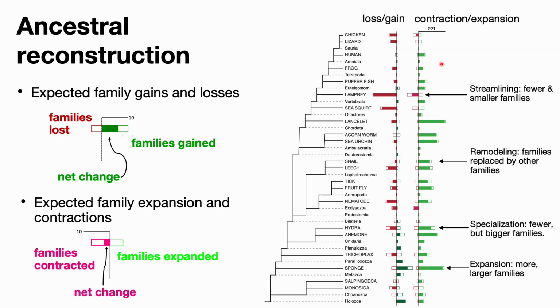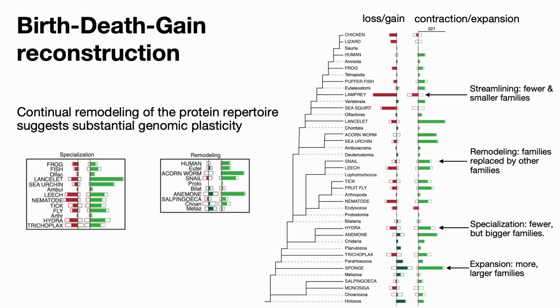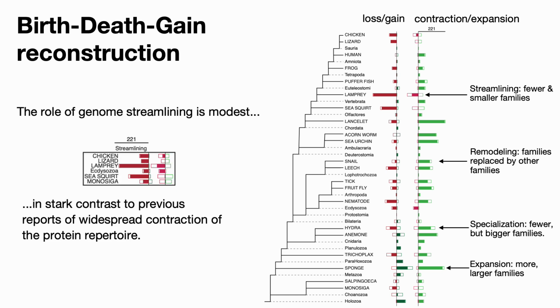To assess the plasticity of the ancestral repertoire, we used the birth-death model to infer the expected number of family gains and losses on each branch, as shown in the first column of bar plots. Each bar shows the families gained, the families lost, and the net change. Similarly, we inferred for each branch the expected number of family expansions and contractions, as shown in the second column of bar plots. Overall, we see the birth-death model infers a history dominated by remodeling and turnover, and only a few branches show streamlining.